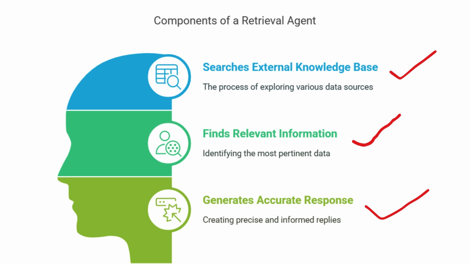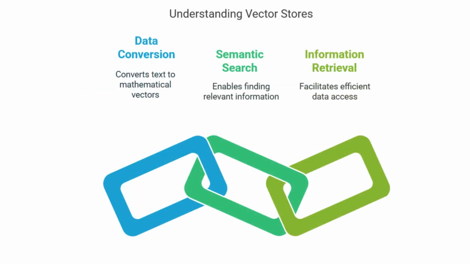To make retrieval agents work efficiently, Smolagents leverages vector stores and retrieval-augmented generation. So, what is a vector store? A vector store is a specialized database that helps AI search and retrieve information efficiently. Instead of storing data as traditional text, it converts words, sentences, or entire documents into mathematical vectors. This allows the AI to perform semantic searches, meaning it can find relevant information even if the wording is different.